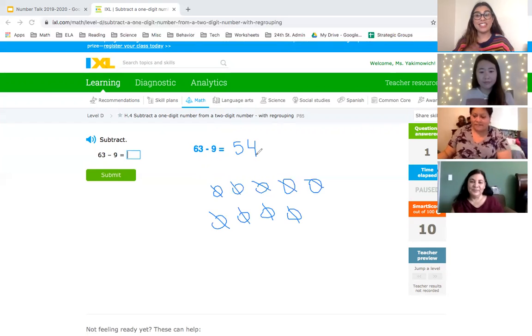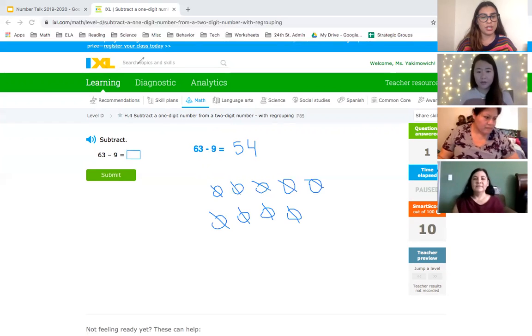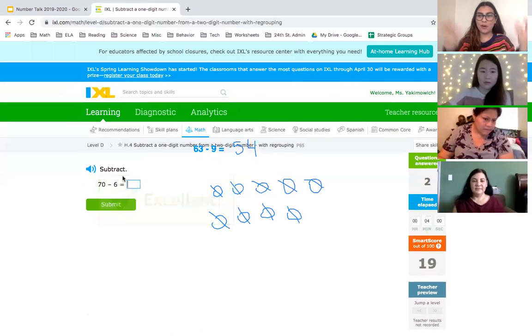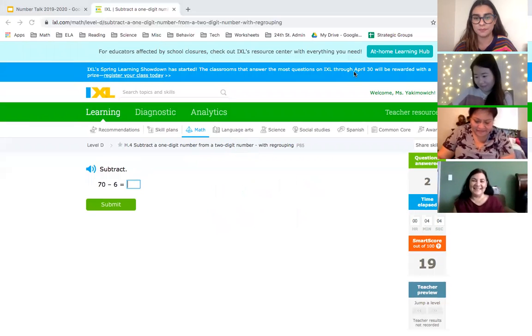All right, we're going to move on to the next problem, and Ms. T is actually going to solve this problem using an efficient strategy. So let's put in this 54 before we go, 54, and let's see if our answer is correct. Of course it is, because Ms. Hernandez is an excellent mathematician.